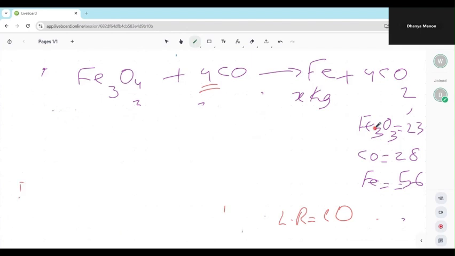Now, I'm keeping the equation. In this, we will use carbon monoxide and iron, because carbon monoxide is the limiting reagent and we have to find the mass of iron. So now we will follow the stoichiometric equation. 4 moles of carbon monoxide is reacting with, what is the balancing number for iron? No number is there, that means it's 1. Sorry, it's 3.